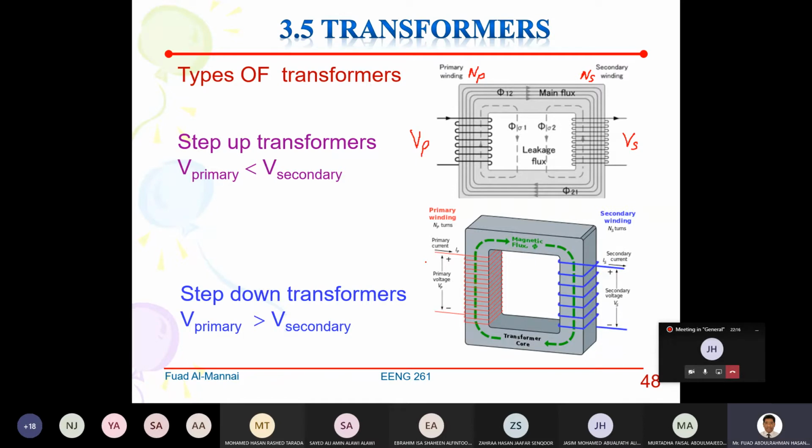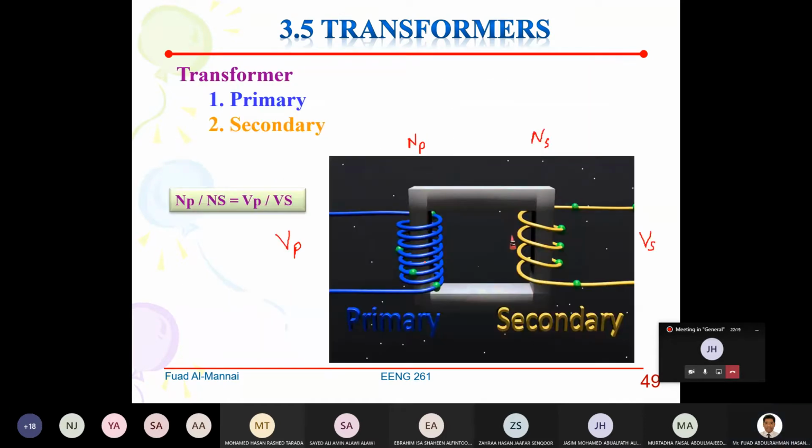Now on slide number 49, I got this from the internet. This is a transformer. As you can see here, the primary winding is greater than the secondary winding, and therefore VP is greater than VS. Therefore, we call this a step down transformer.